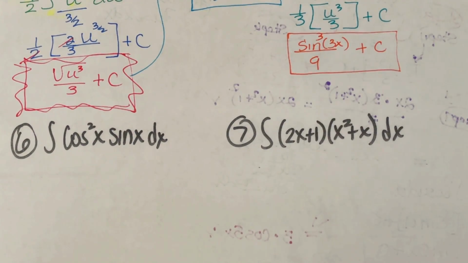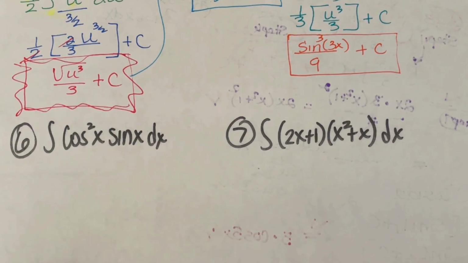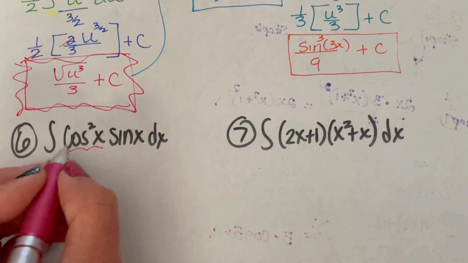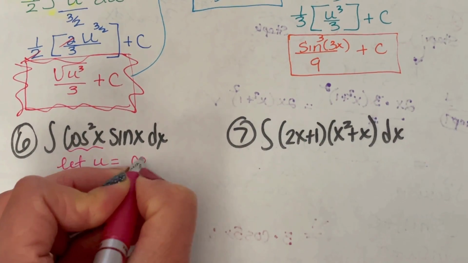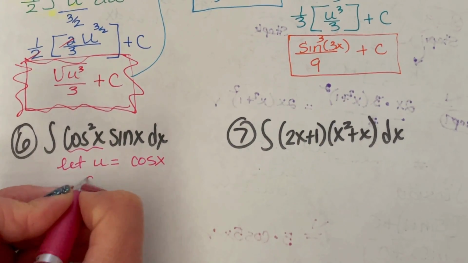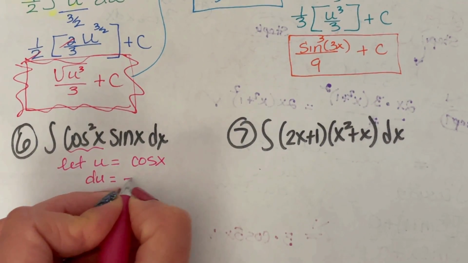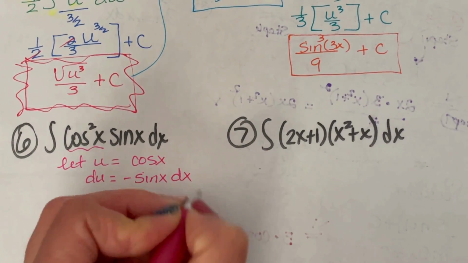All right, number 6, integral of cosine squared x sine x dx. So obviously we know, because the cosine is squared, that this must be what our u needs to be. So let's let u equal cosine of x. Take the derivative. So the derivative of cosine is a negative sine x, and then don't forget the dx.